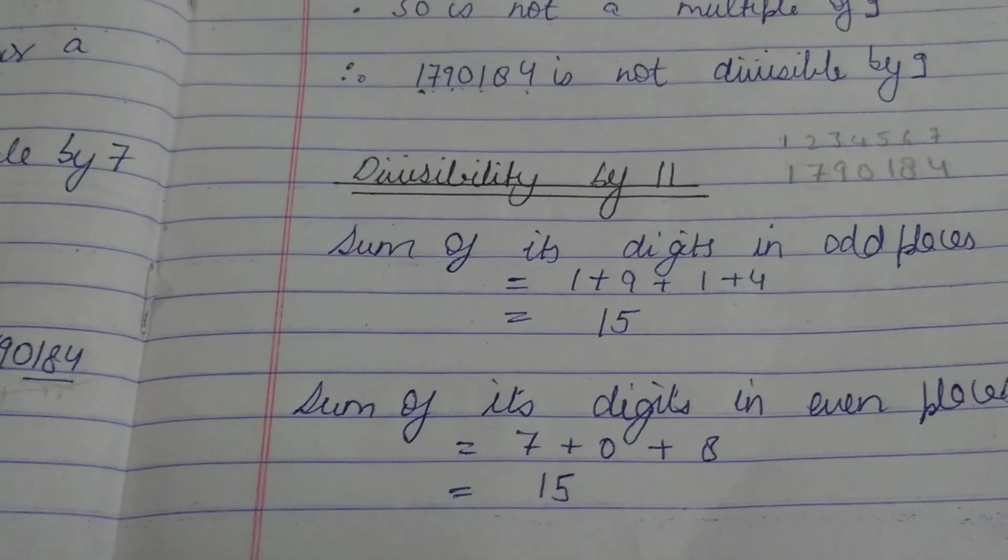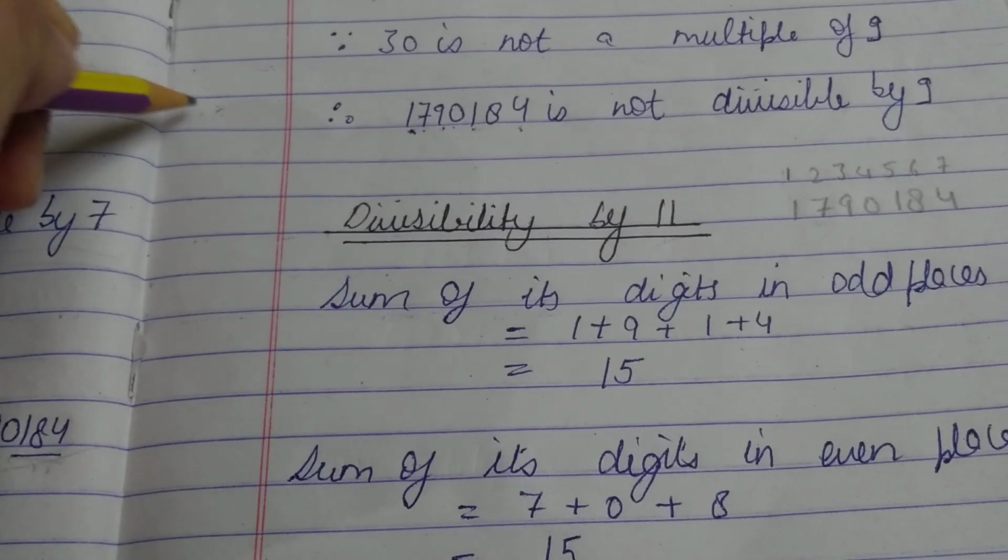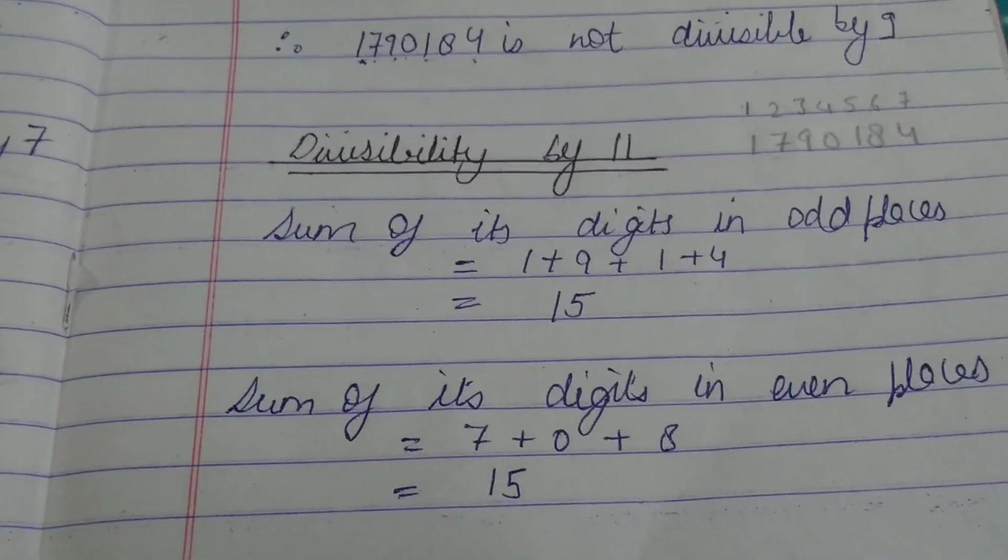Now divisibility by 10. At the last there should be 0. If the last digit of the given number is 0, then the number is divisible by 10.